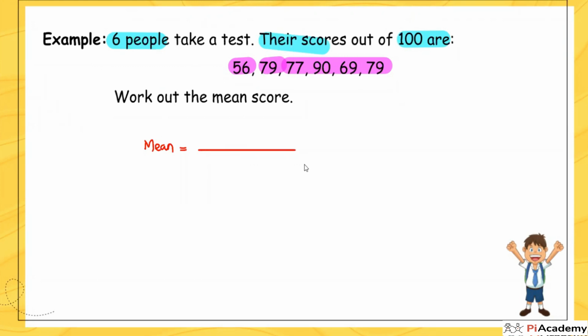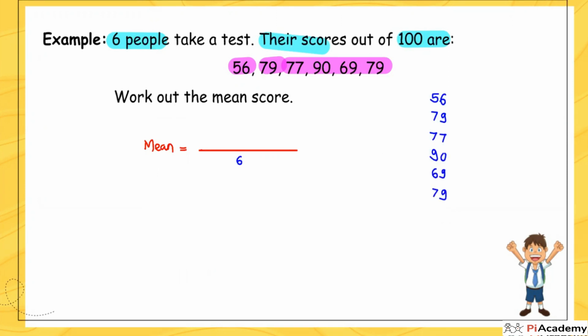Okay. And the denominator is very clear. How many people are there? So 6 people are there. So we need to divide by 6. But for the numerator, we need to add all of this. Okay. So it's up to you how you want to add. Let's do the column addition. Okay. 56 plus 79 plus 77 plus 90 plus 69 plus 79.